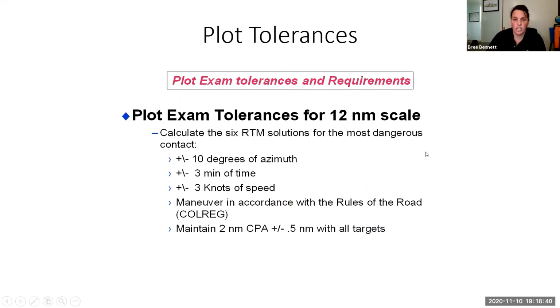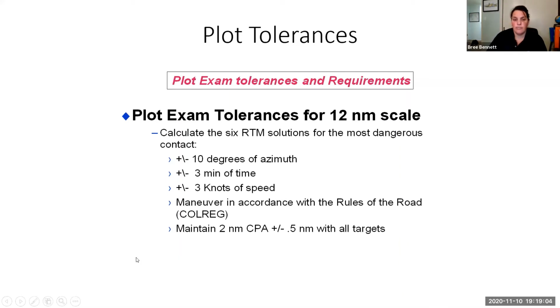Plot exam tolerances. For a bearing, a new course, or a bearing of any sorts, we have plus or minus 10 degrees. For time, we have plus or minus 3 minutes. For speed, plus or minus 3 knots. Always maneuver with rules of the road.